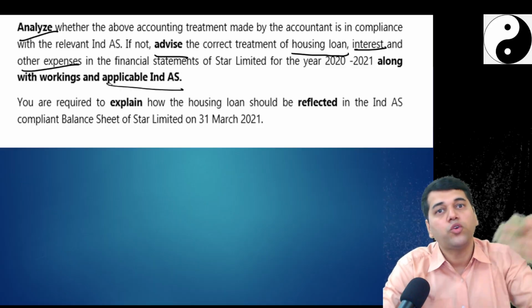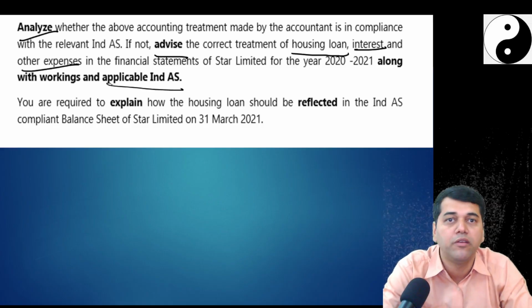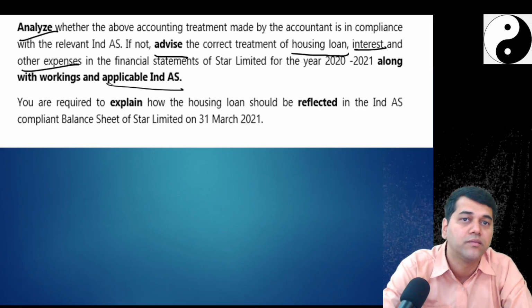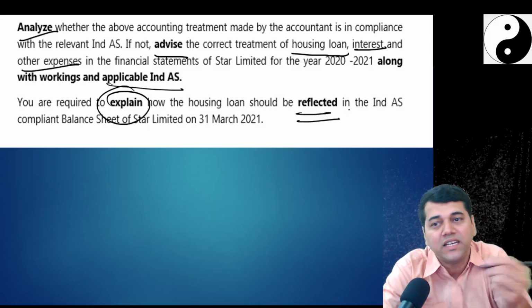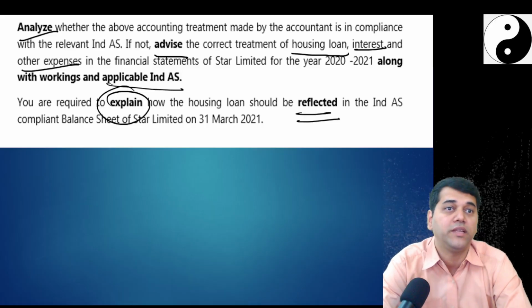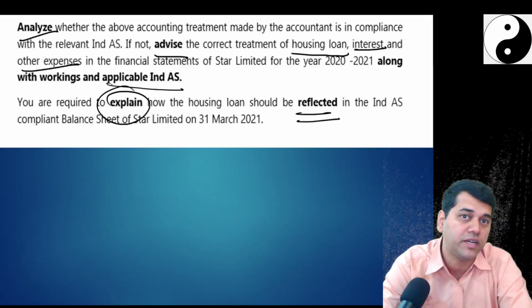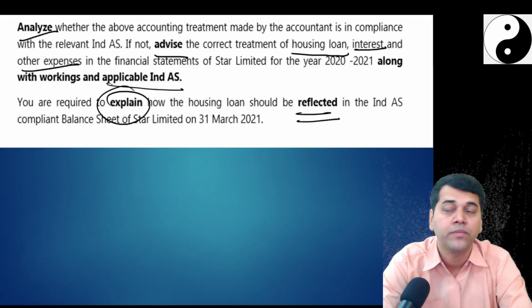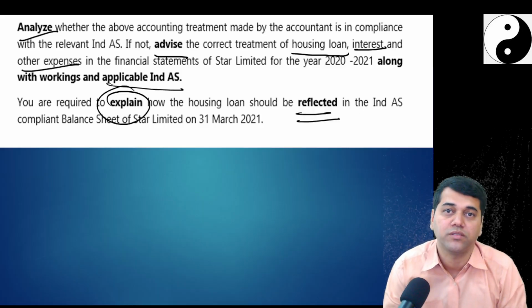Now, one more twist comes in the examination. Somewhere from the RTP or MTP, they will pick which was not there in the study material. You are required to explain how it will be reflected in the balance sheet. See the word. I don't know how to explain it. They should have told, please present how it is presented, reflected. But what they mean to say is, they want you to present it. Prepare the extract of the financial statement.